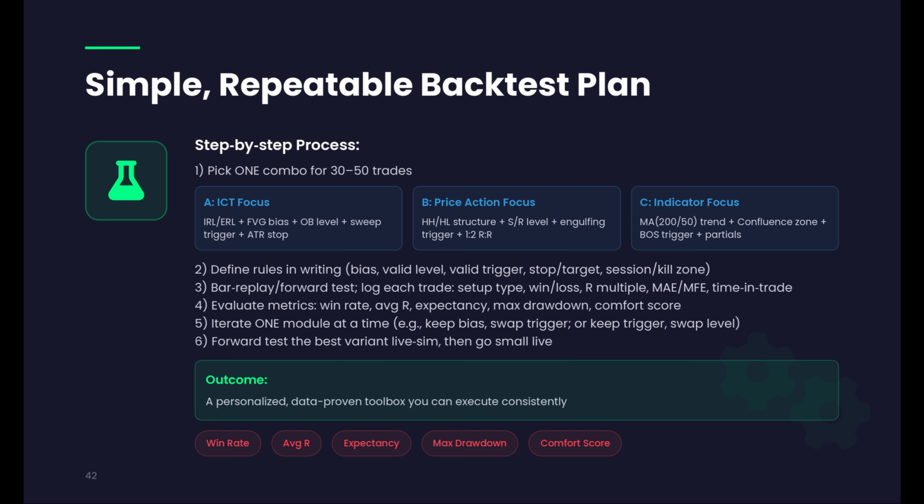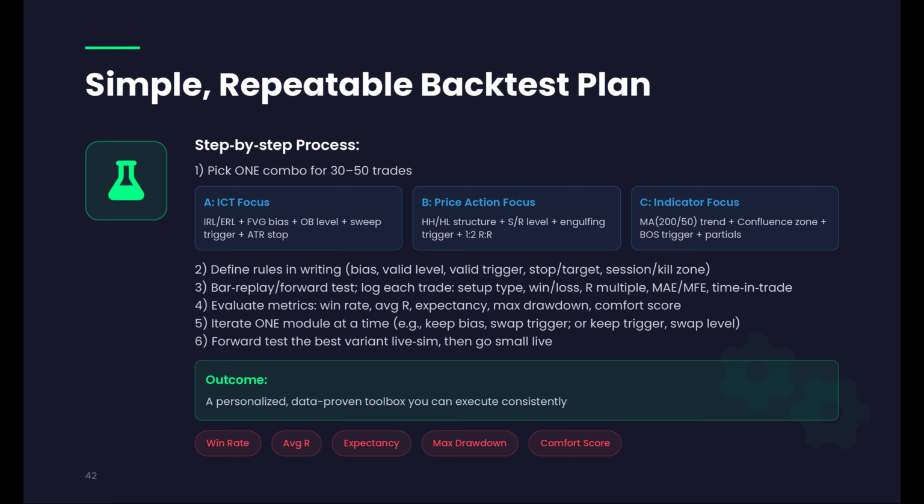Example B. Price action bias using higher highs and higher lows plus support and resistance identification. Support and resistance levels as your level type. Engulfing candlestick pattern as your trigger. Fixed 1-to-2 risk-reward ratio as your risk approach.